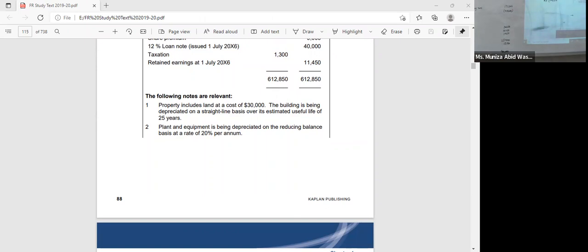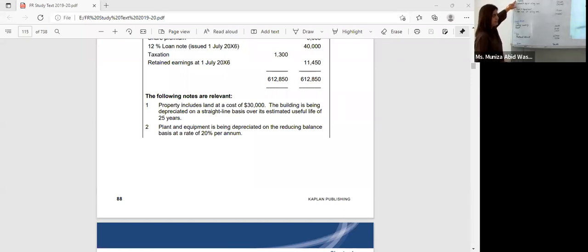Number one, property includes land at a cost of 30,000. In this total property, they are telling us that land at a cost of 30,000 is there. Why are they distinguishing among all the property and the land? Because on land, there is no depreciation. Okay. Property includes land at a cost of $30,000.